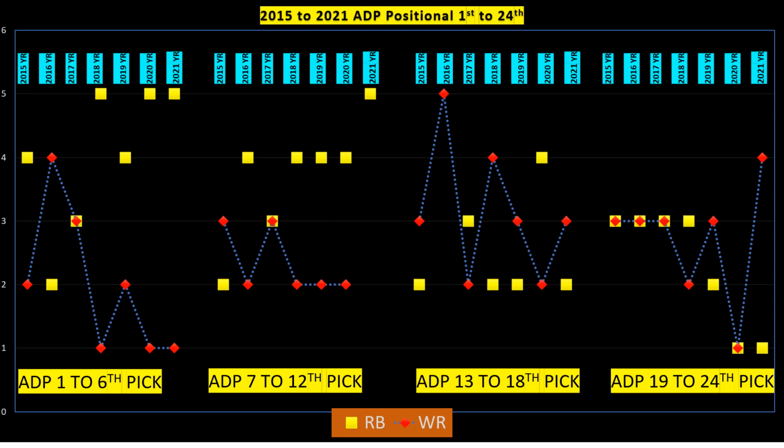So use this information and start planning your research. I didn't say plan your draft. Plan your research first, right? So the question is, what are the RBs that are worthy of first round? What are the WRs that are worthy of first round? And so forth.